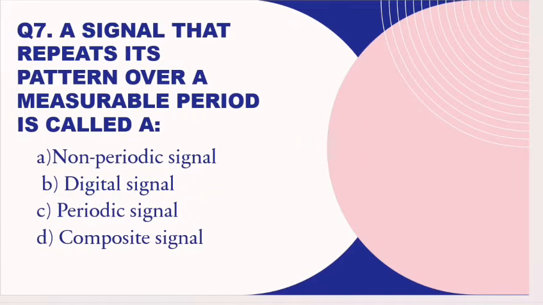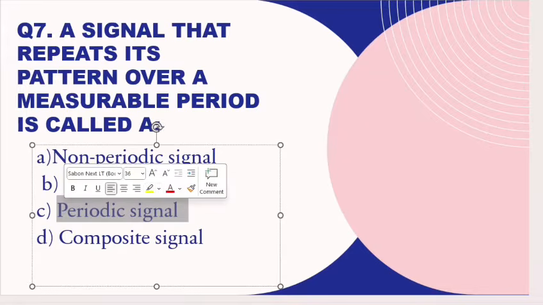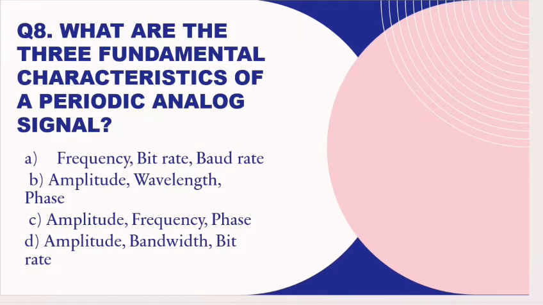Moving on to question number 7. A signal that repeats its pattern over a measurable period is called option A, non-periodic. Option B, digital signal. Option C, periodic signal. Option D, composite signal. So the right answer for this question is option C, which is periodic signal.